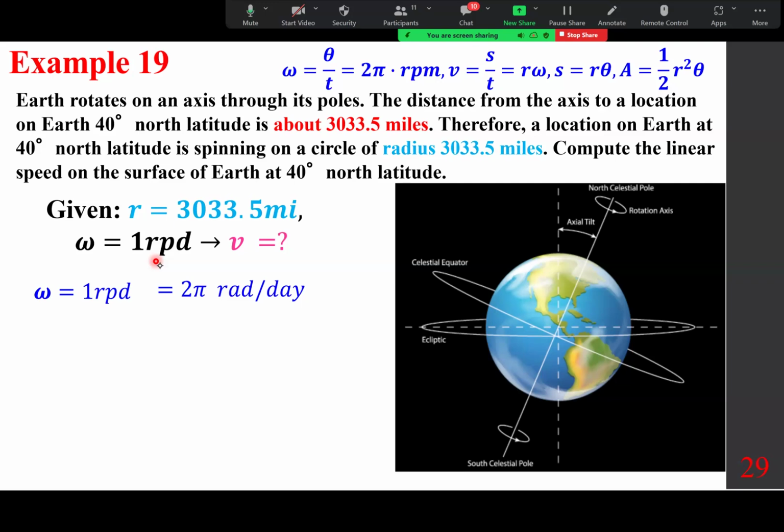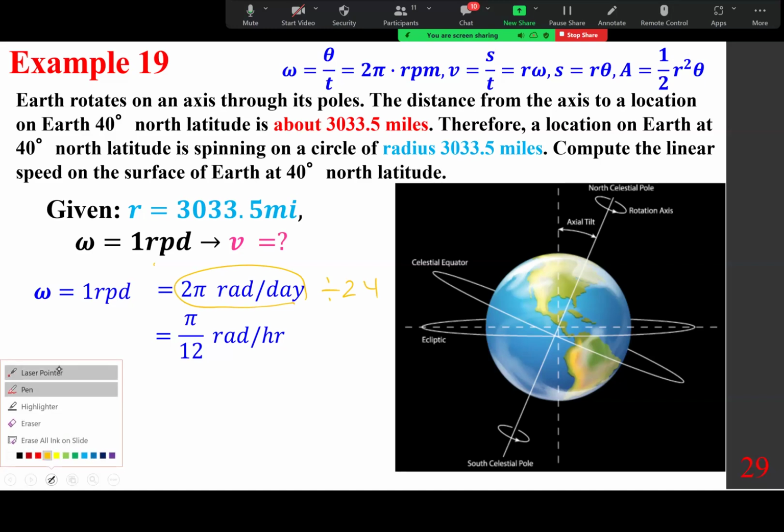If I divide this by 24, I get pi over 12 radians per hour. Let me just make sure everybody is following what we are doing here. We have 1 revolution per day. A revolution is 2 pi radians, so we do 2 pi radians per day. There are 24 hours, so if you divide this by 24 hours in a day, that would be pi over 12 radians per hour.